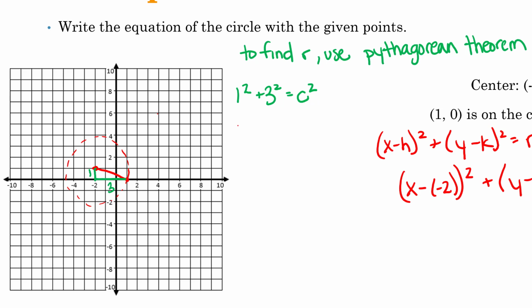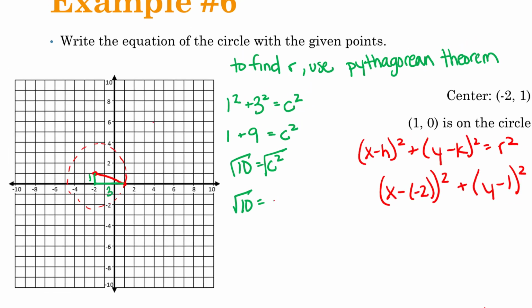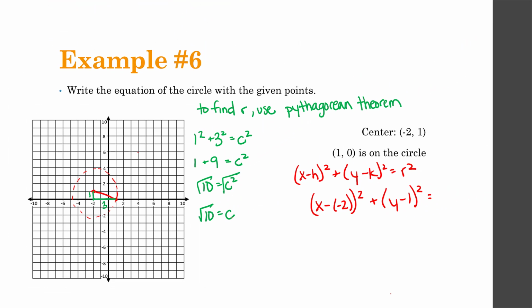All I'm going to do is solve for c. So 1 plus 9 equals c squared. 10 equals c squared. And then square root. Square root of 10 equals c. This c is your radius. That's what we were calculating. So radius is square root of 10, and it's radius squared.